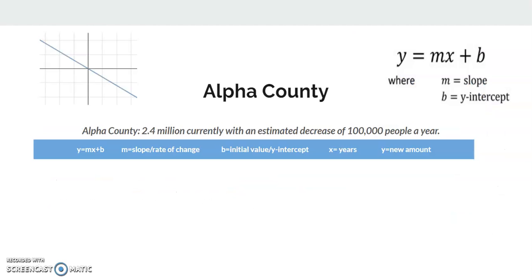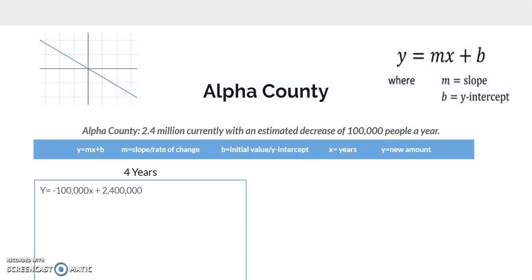All right, so let's just jump right into Alpha County. Alpha County has 2.4 million currently, with an estimated decrease of 100,000 per year. Now, we know that we're going to be losing 100,000 people per year. This isn't a percentage, so we do know that this is a linear equation. So we can go ahead and use this formula right here. We put this here so that you can see what all of our values stand for.